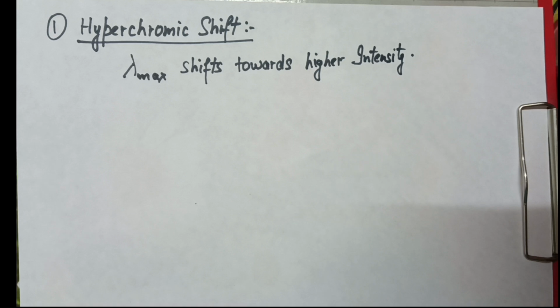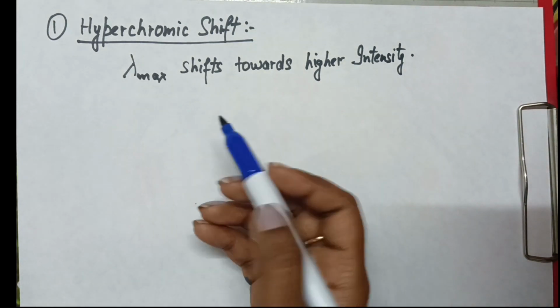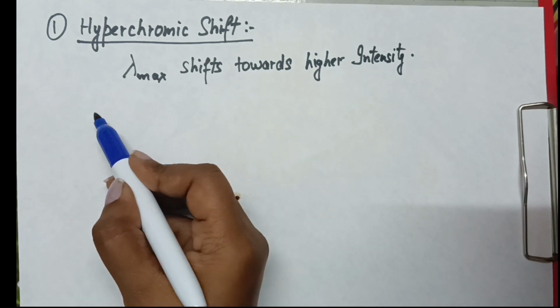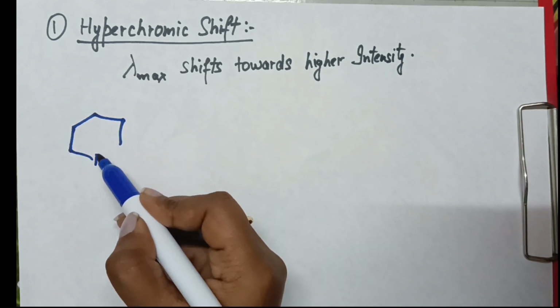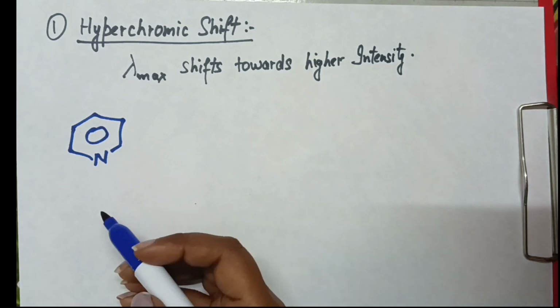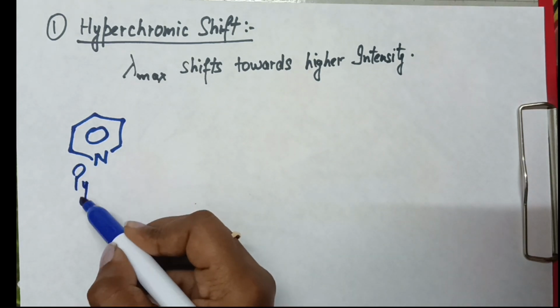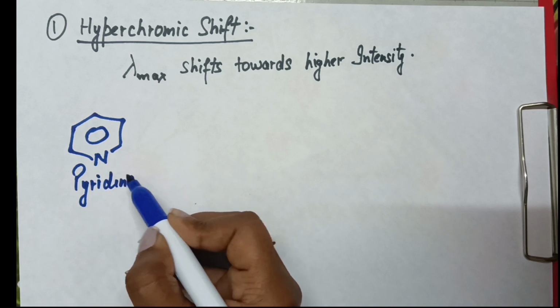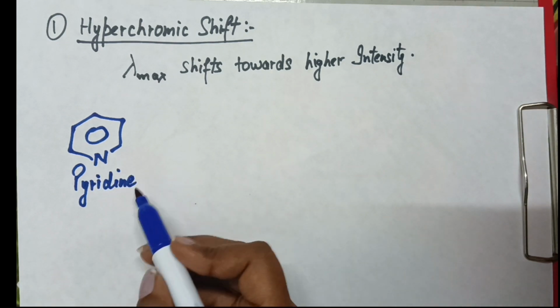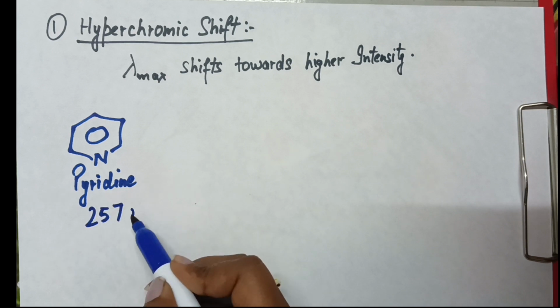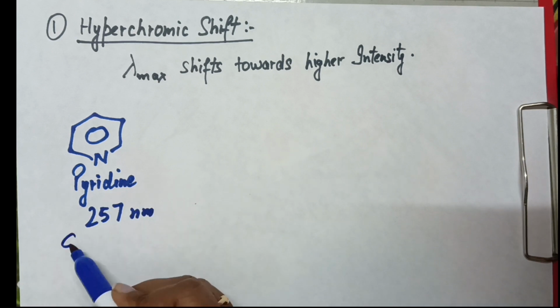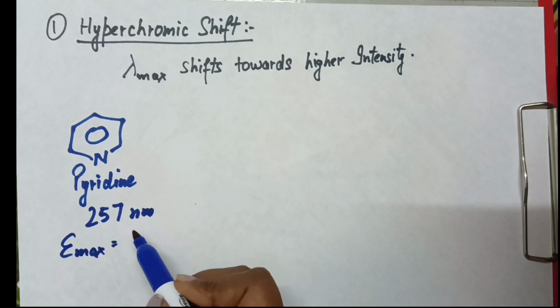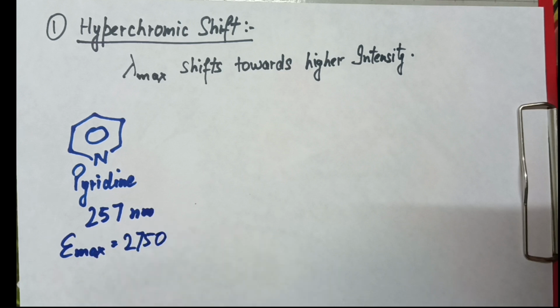So if we want to take an example for this, then let's take an example. Suppose we have pyridine. This is pyridine. It has lambda max of 257 nanometer and epsilon max of 2750.